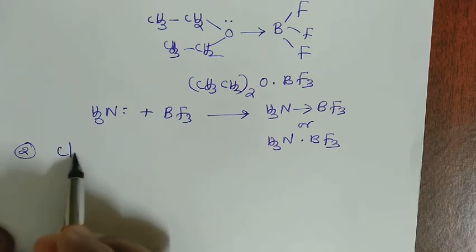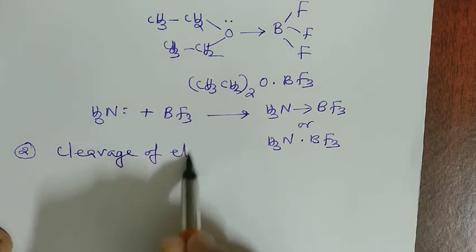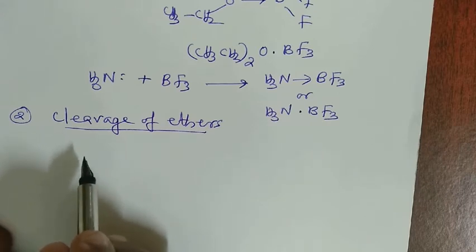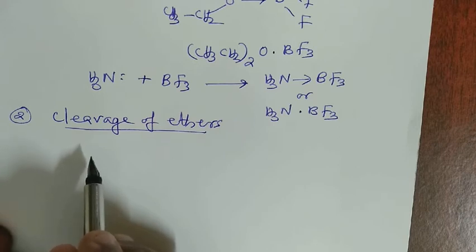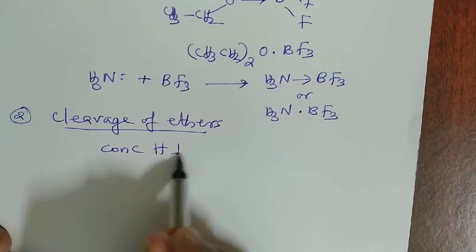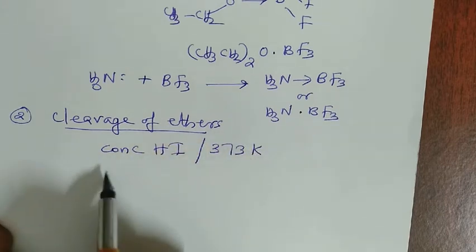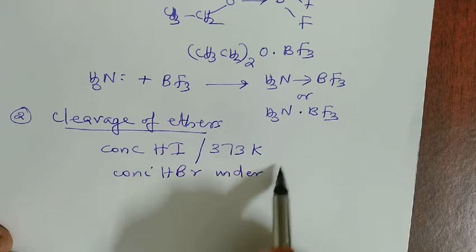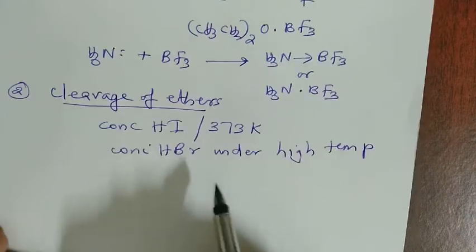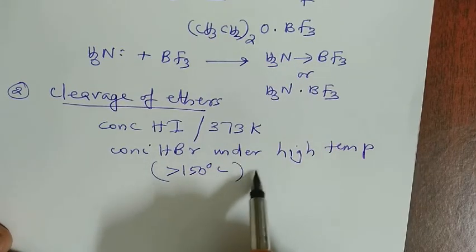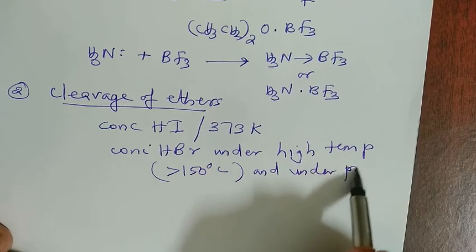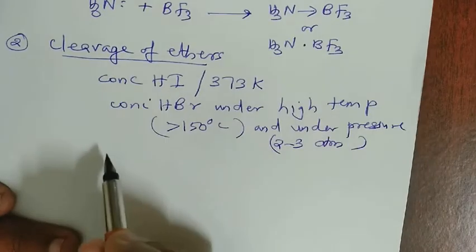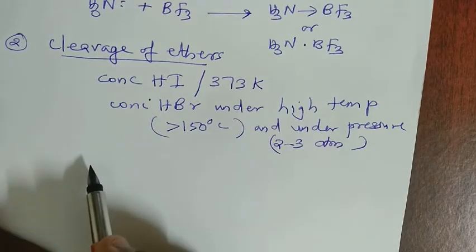Second, cleavage of ethers. Ethers can be decomposed by heating with concentrated HI at about 373 Kelvin, or by concentrated HBr under high temperature, above 150 degrees Celsius, and under pressure of 2 to 3 atmospheres. HCl and HF do not give this reaction.